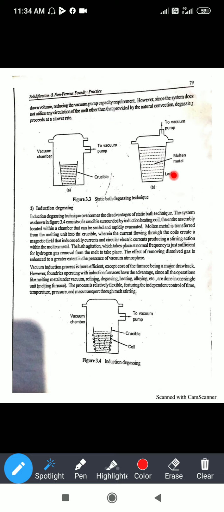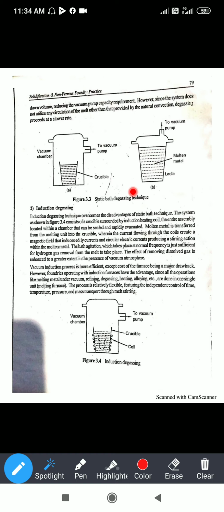Why is it called static? Because the crucible cup is stable over here, no movement of the crucible is done and no changes are made. Now you can see over here there is a vacuum cylinder, a chamber, in which the cup with the molten metal is placed. Then this chamber is closed or sealed down. Afterwards, it is left for 2 or 3 minutes or 6 minutes, as per the melting points.